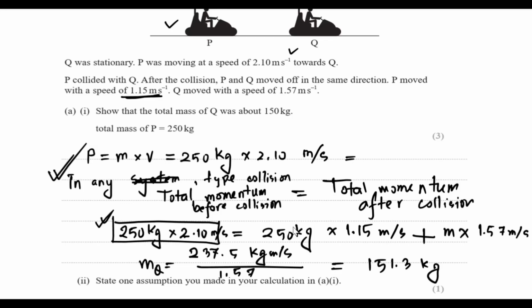We have to find out the mass of the bumper car Q. So let's consider the mass of the bumper car Q to be M. So mass M into 1.57 meter per second is the final velocity of the bumper car Q. So M equals 237.5 kg meter per second divided by 1.57 meter per second. So 151.3 kg.